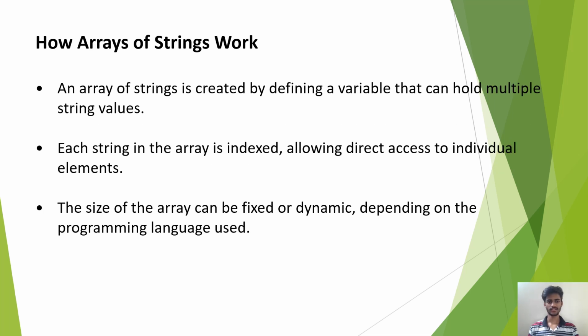How arrays of strings work. An array of strings is created by defining a variable that can hold multiple string values. Each string in the array is indexed, allowing direct access to individual elements. The size of the array can be fixed or dynamic depending on the programming language used.